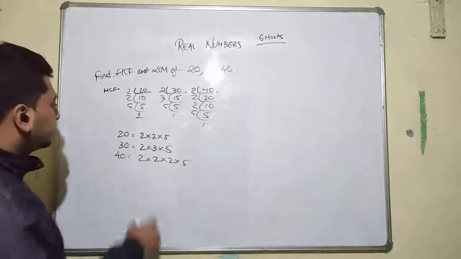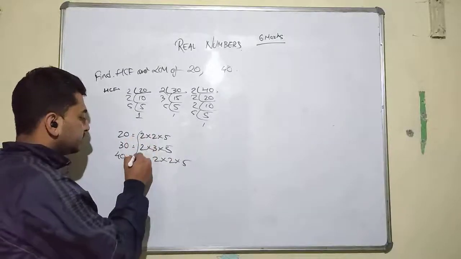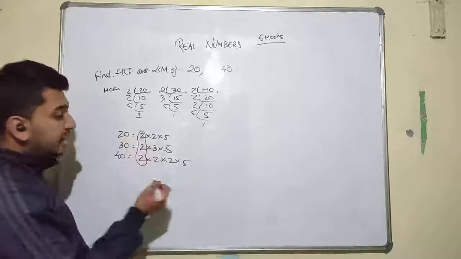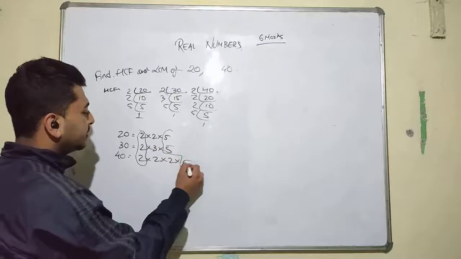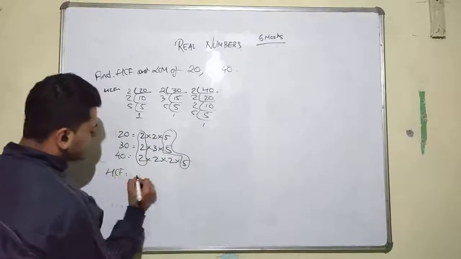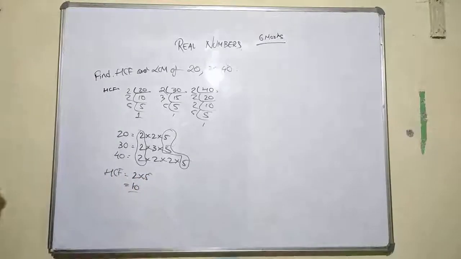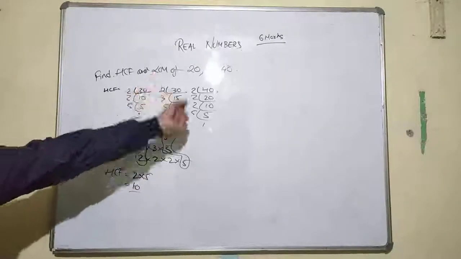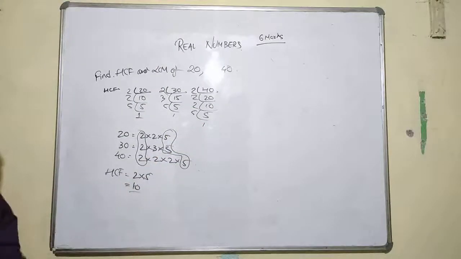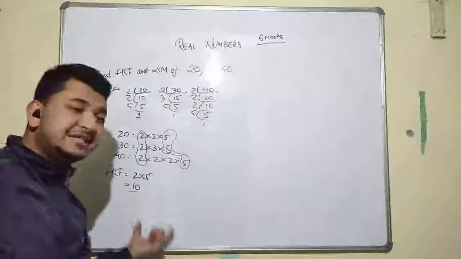So what is common in all three cases is 2 and also 5. So your HCF will be 2 into 5, that is 10. HCF for 20, 30 and 40 is 10.